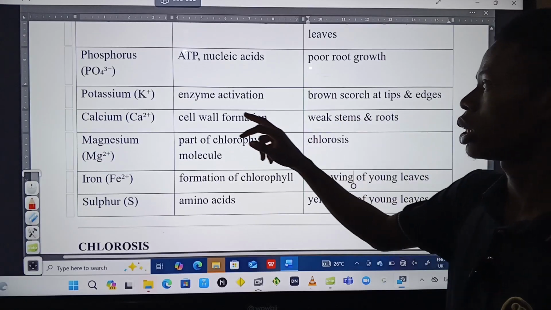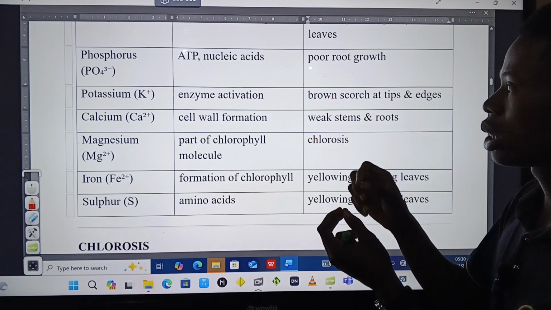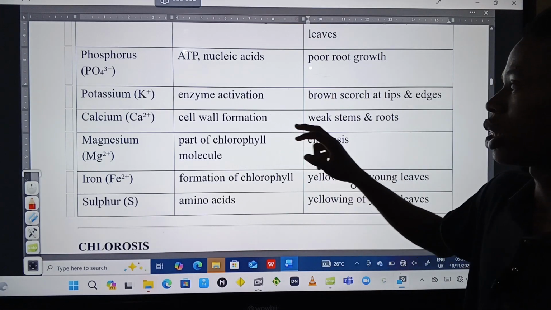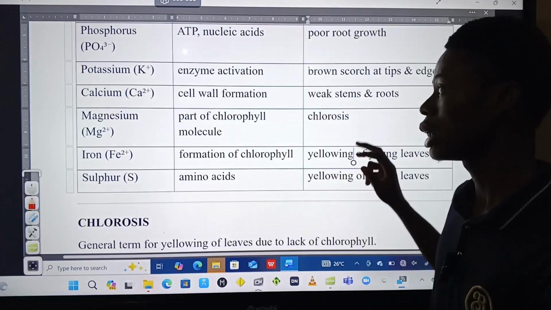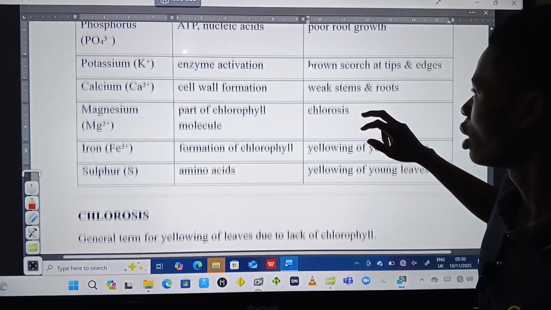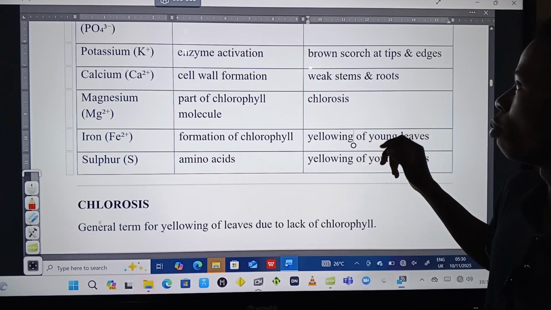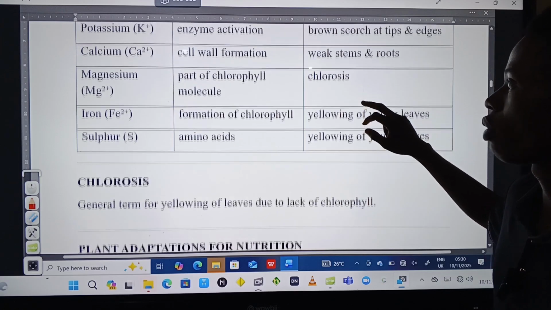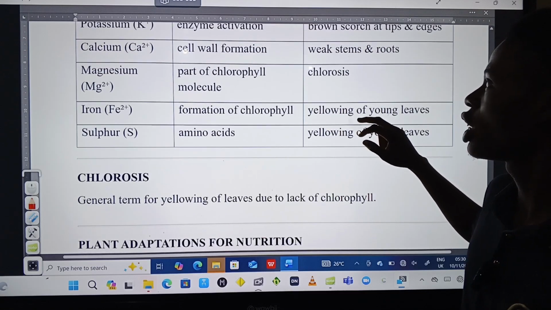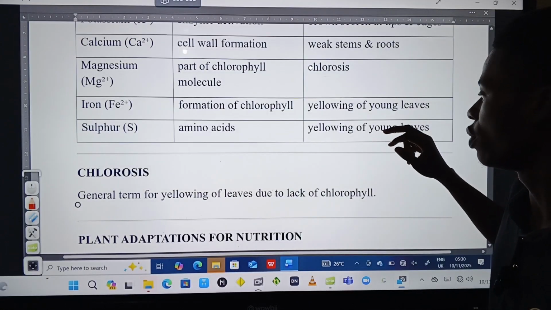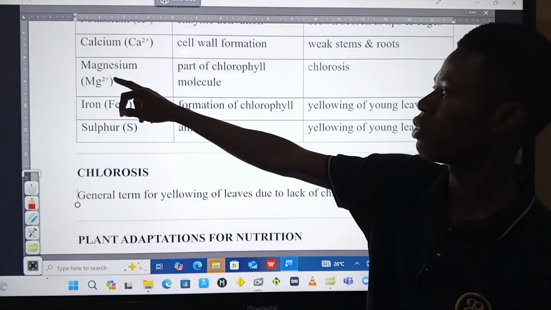Now, potassium is needed for enzyme activation, and the deficiency will be brown scorch at tips and edges. You see the tips of plants becoming brown when potassium is deficient. Then calcium is used for cell wall formation. Remember that calcium in human beings gives strong bones and teeth. Since plants lack bones and teeth, deficiency of calcium will lead to weak stems and roots. Then magnesium is part of the chlorophyll molecule, and deficiency will lead to chlorosis. Chlorosis means yellowing of leaves due to lack of chlorophyll, and that is caused by deficiency of magnesium.